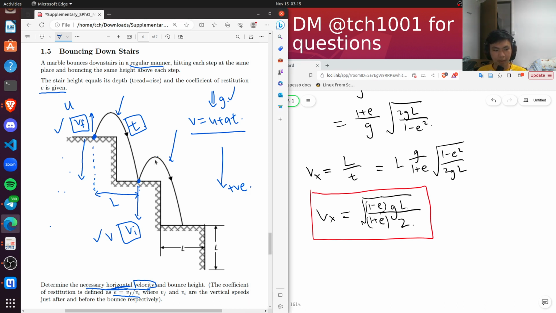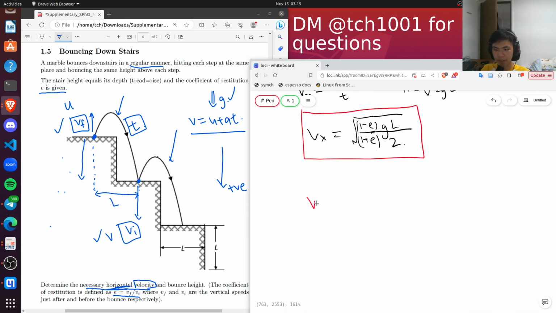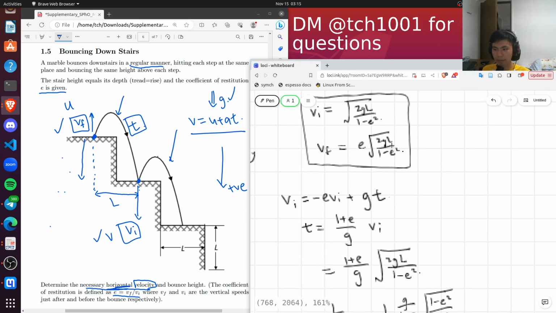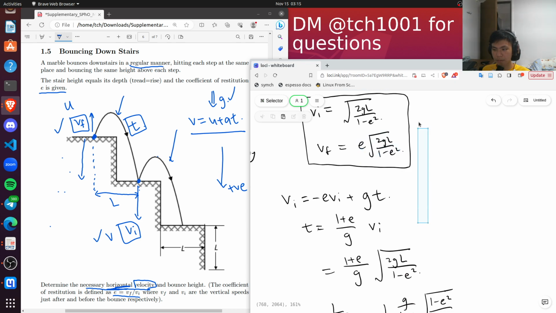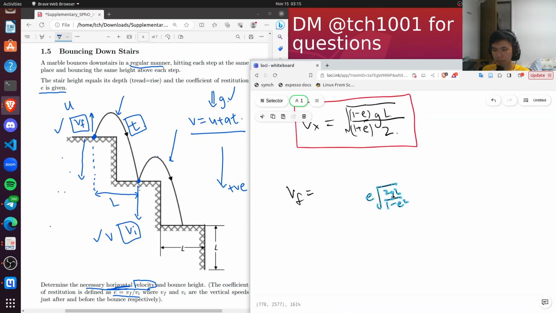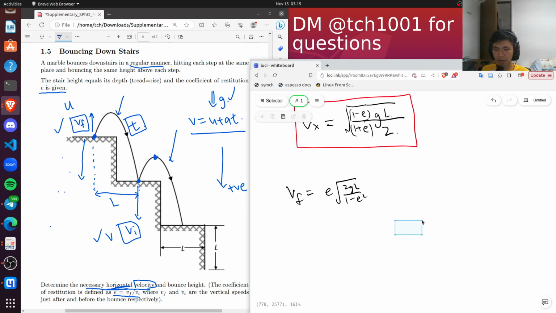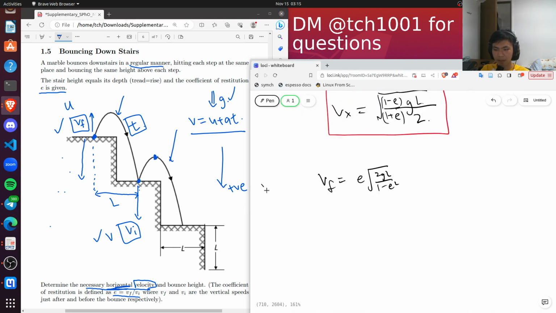We know that at the very peak, we can just use SUVAT, because we know VF. What is VF? VF, I'm going to bring back here. VF is equal to this thing. And VF is basically the initial velocity, this is our u.